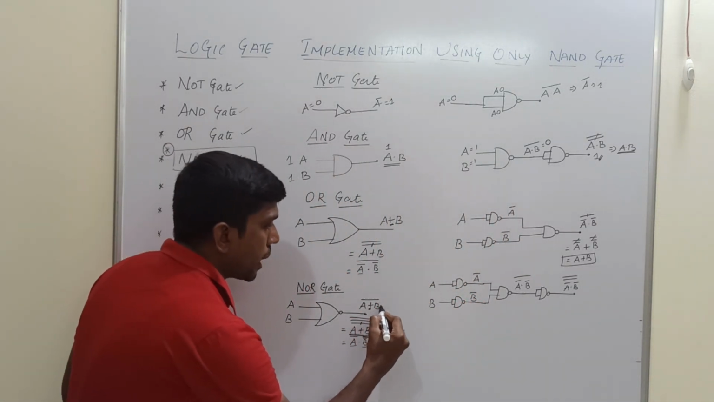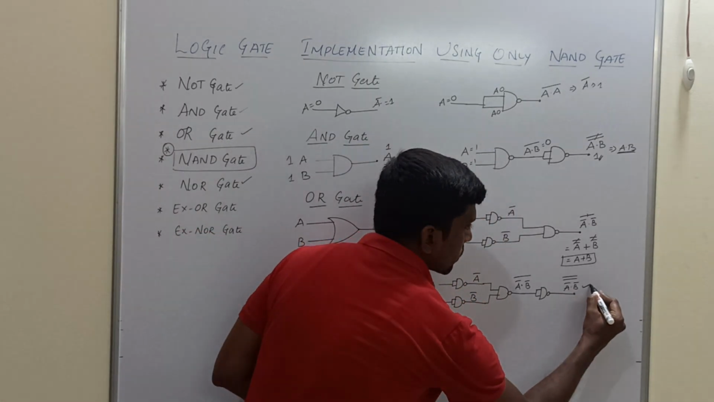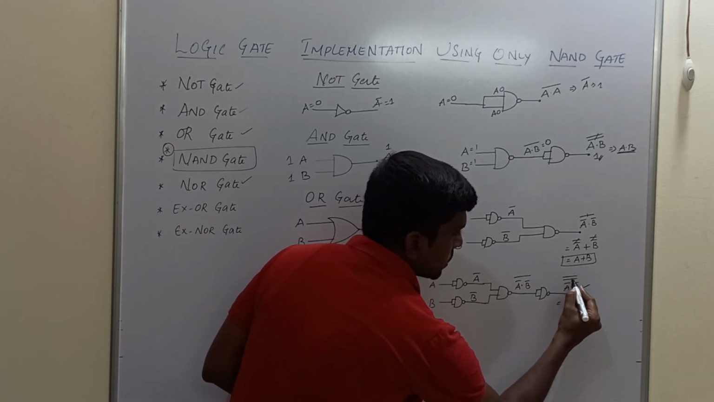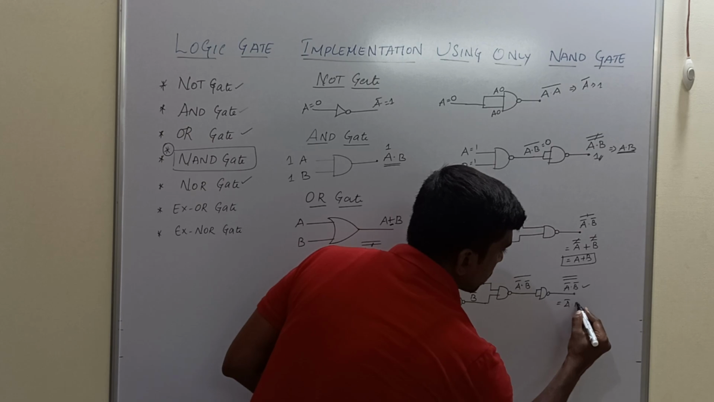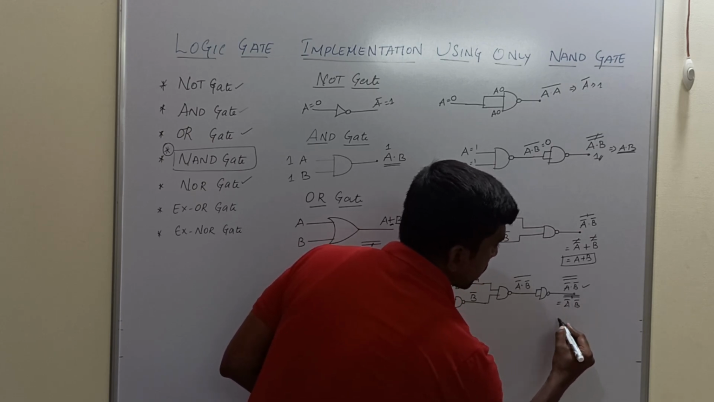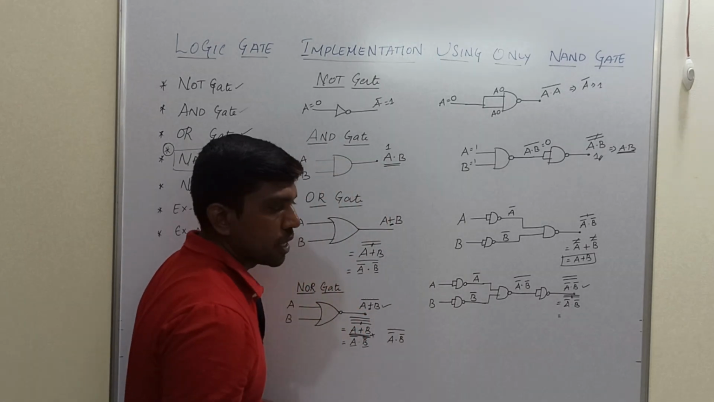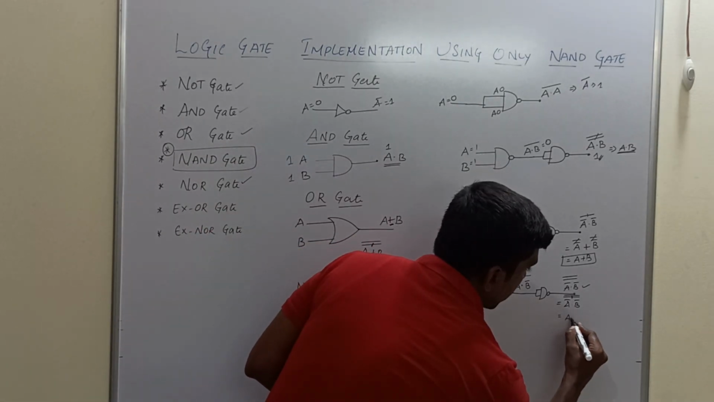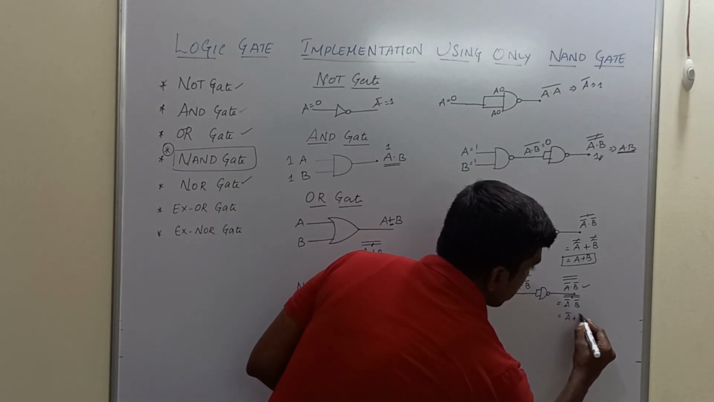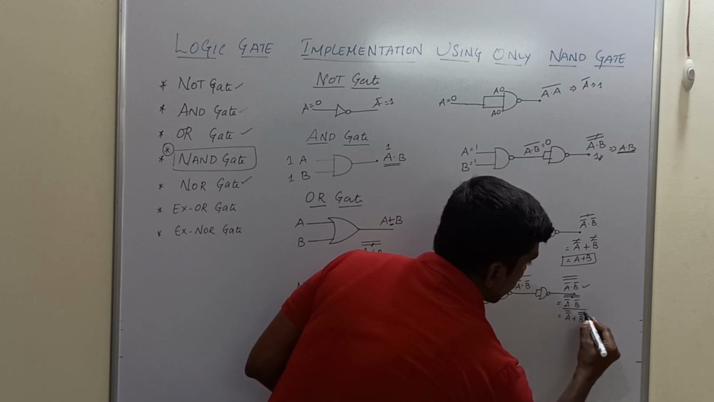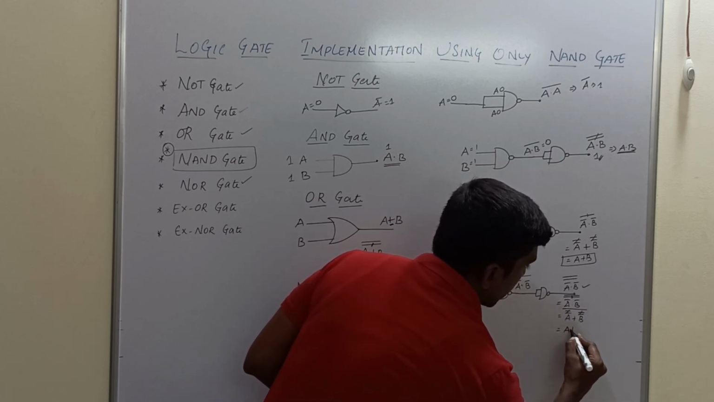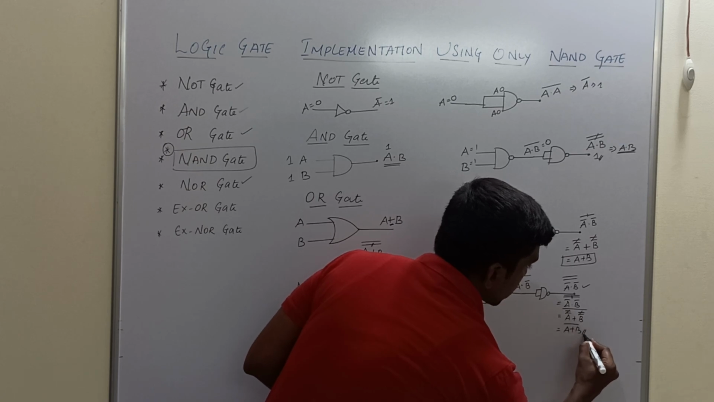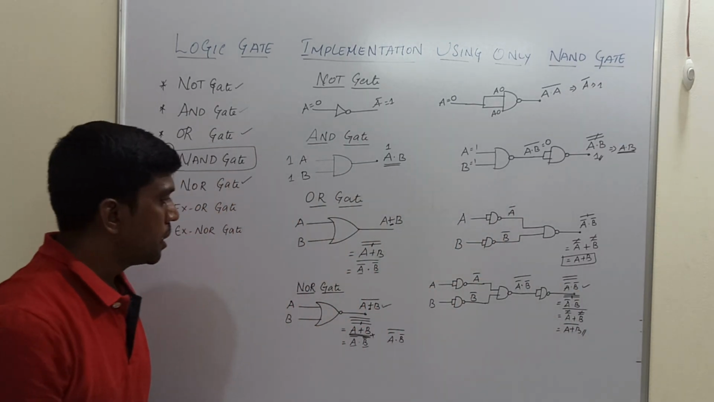So these two expressions are the same. How? I just simplified this expression. A bar dot B bar, then double bar. I just apply De Morgan's theorem. Break the bar, change the sign. A bar plus B bar, double bar, then whole bar. So this bar cancels. The final answer is A plus B the whole bar. These two expressions are the same.